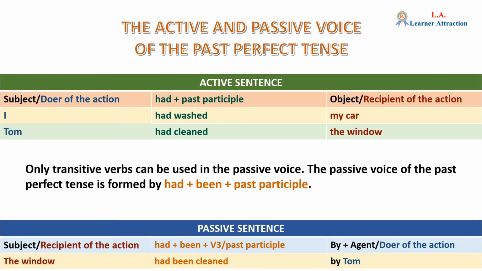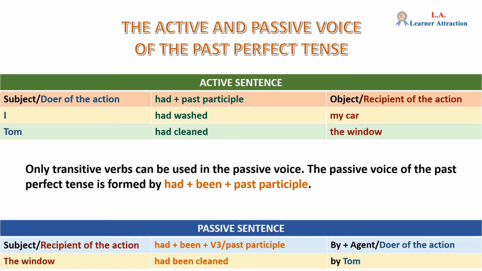The active and passive voice of the past perfect tense. Active sentence. The subject, or the doer of the action: I. Had, plus past participle: had washed. The object, or the recipient of the action: my car. I had washed my car.